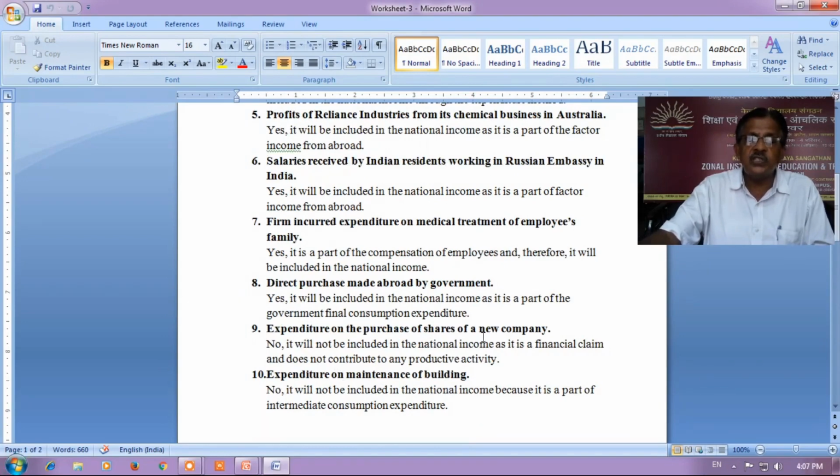Expenditure on the purchase of shares of a new company. No, it will not be included in the national income as it is a financial claim and does not contribute to any productive activity. Expenditure on maintenance of building. No, it will not be included in the national income because it is a part of intermediate consumption expenditure.